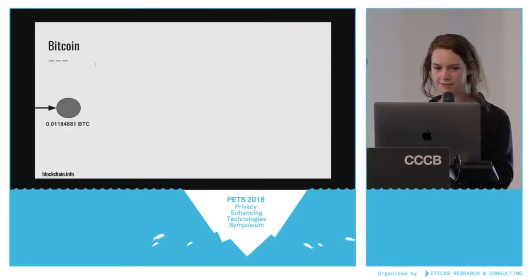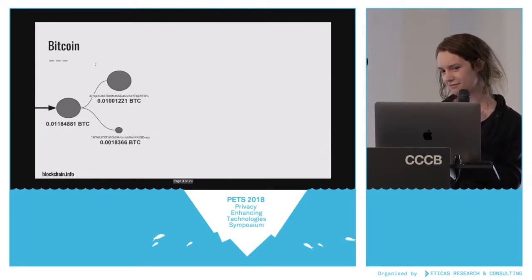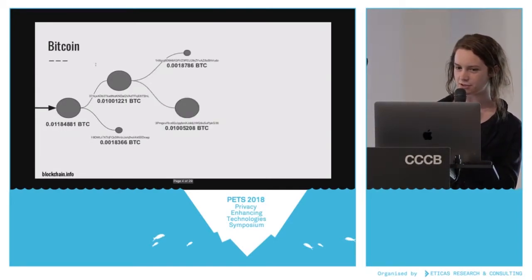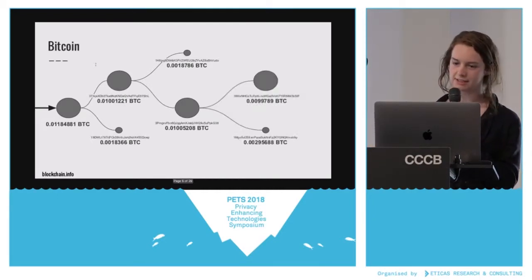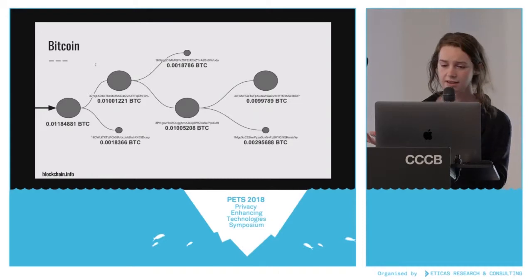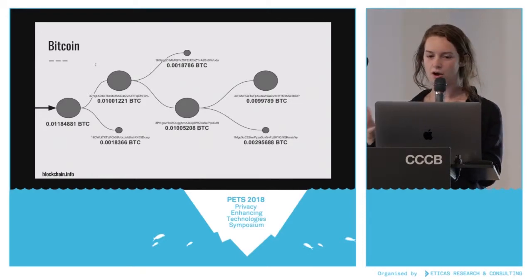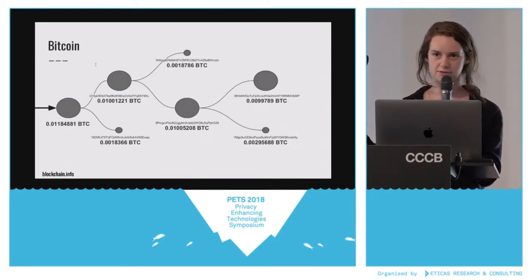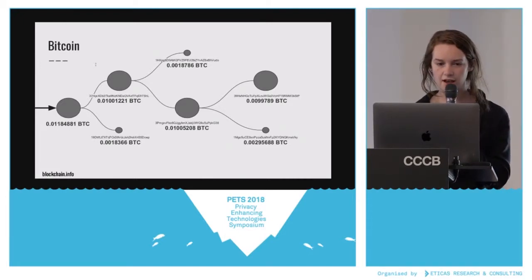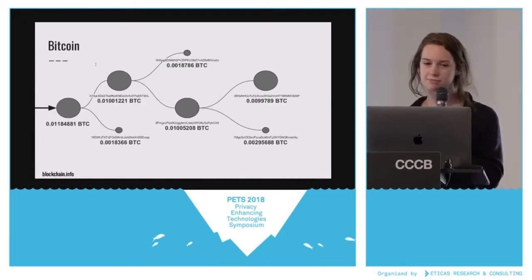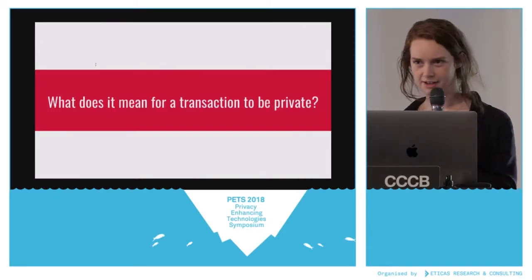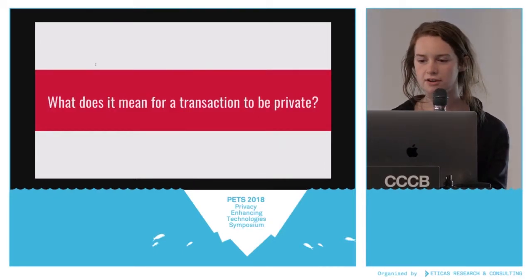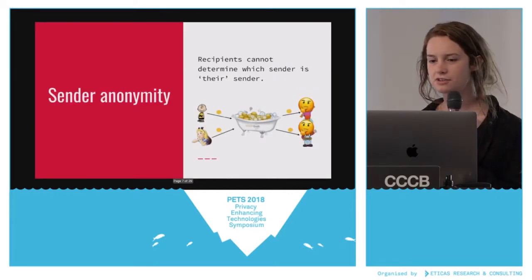To introduce the problem, Bitcoin, as we know, isn't very anonymous. Very easily you can track money through the ledger, and this is how clustering attacks work. You can see there are very obvious links between sender and recipients in this case. Everyone knows that Bitcoin isn't private, so what is privacy is the next question we would want to ask. We have different notions of privacy.